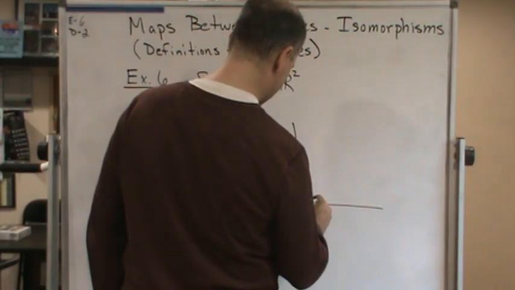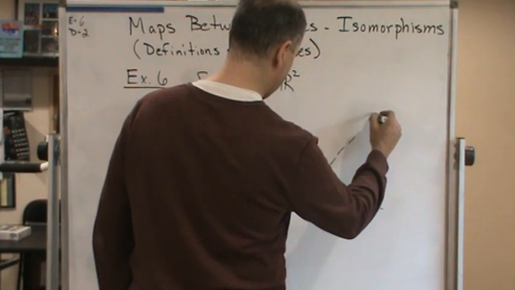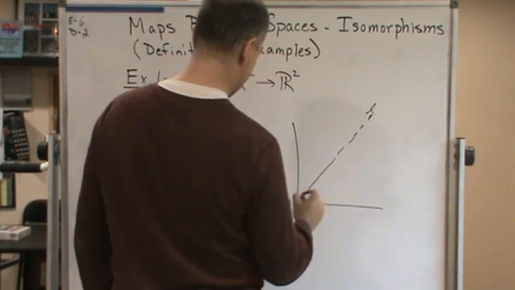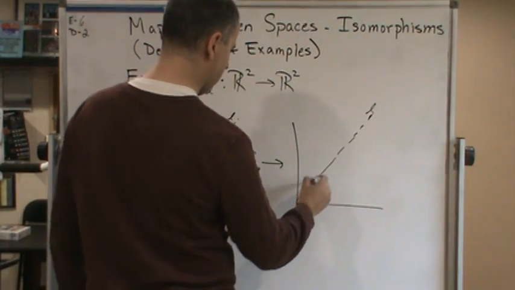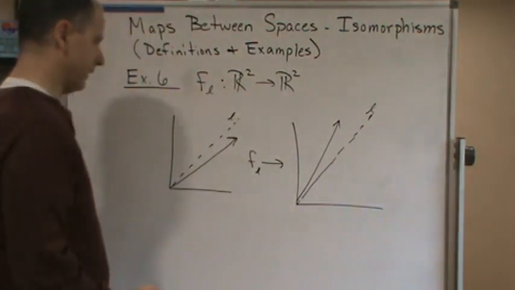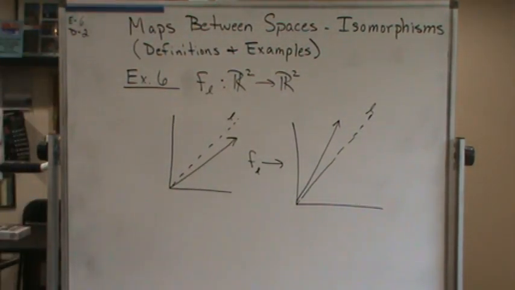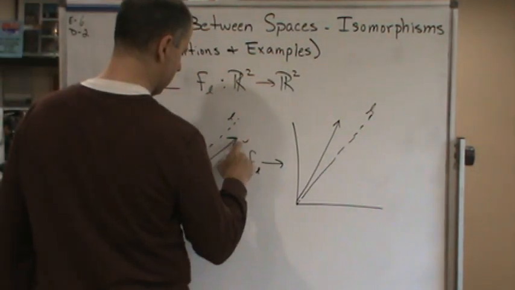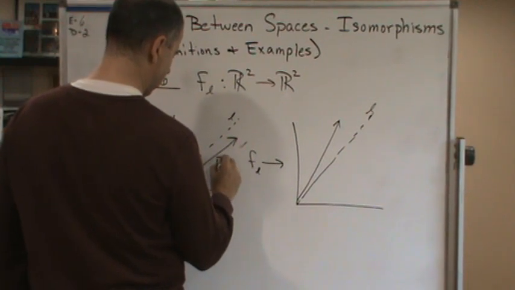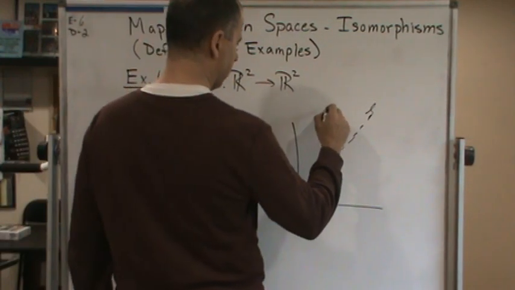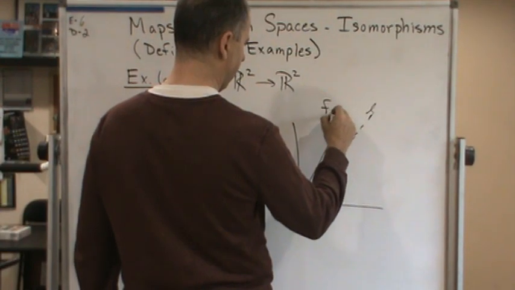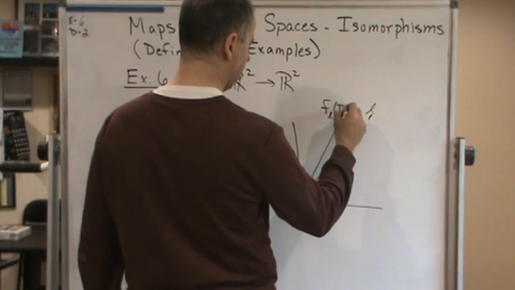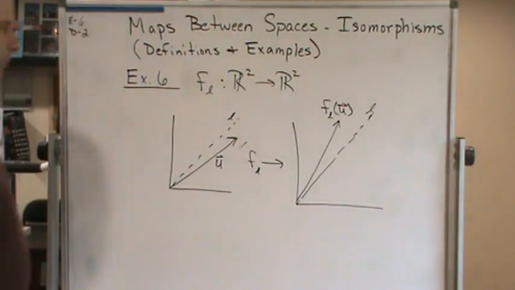So again, here's our L, and now it would look something like that. Where this would be our u vector, and this would be our F of L of u.